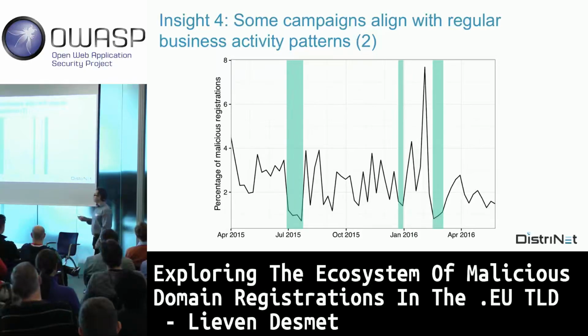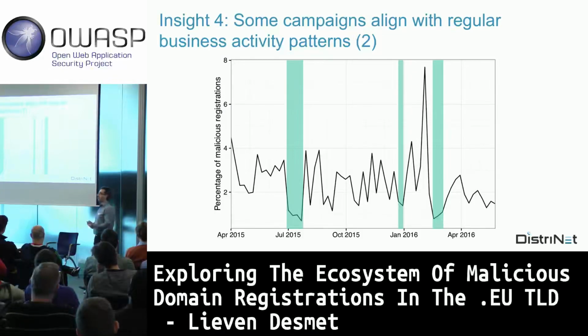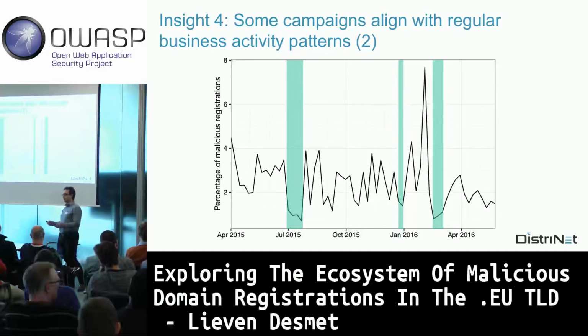It could be if they're launching a new spam campaign during the summer break, that it actually has less effect than doing the same spam campaign in June or August. So also there, we might see the pattern, but we're not sure if it's actually a fact that they're taking a holiday, or the fact that they're trying to make it as effective as possible.